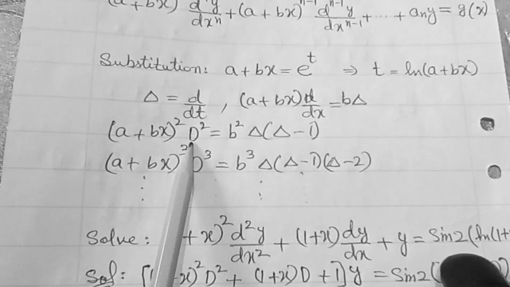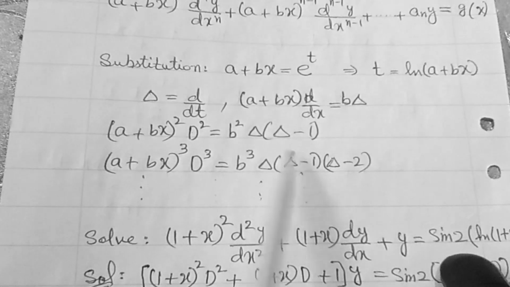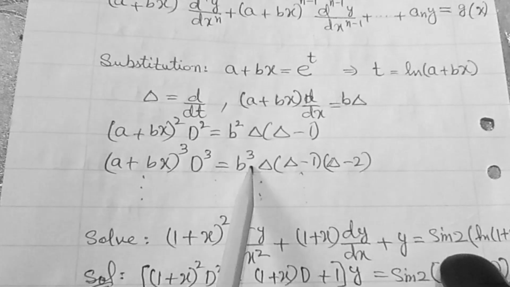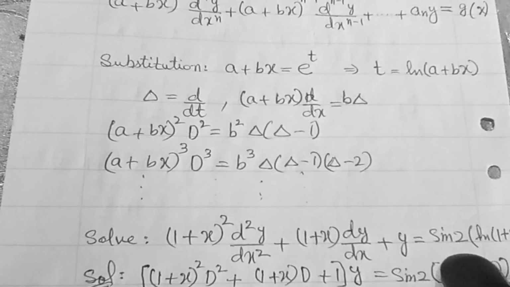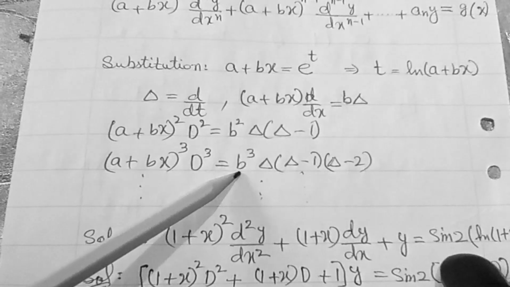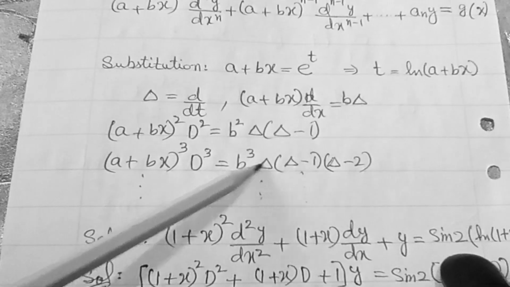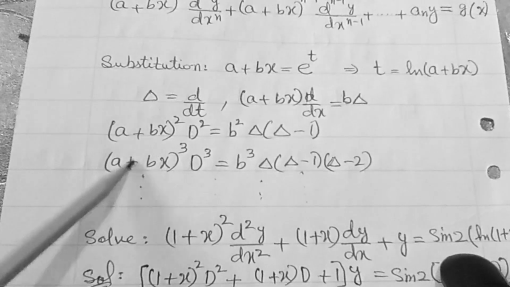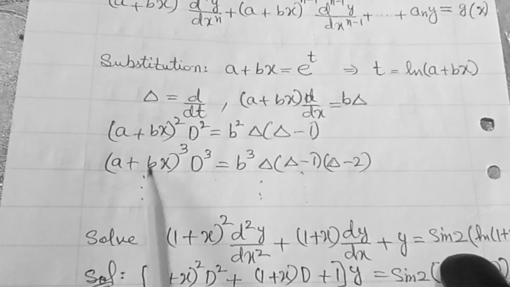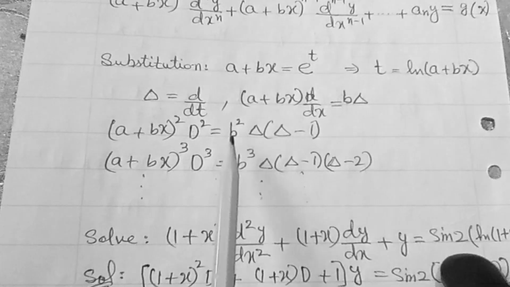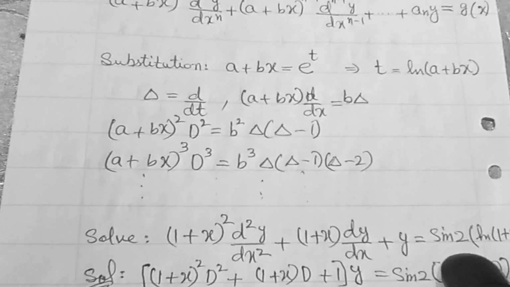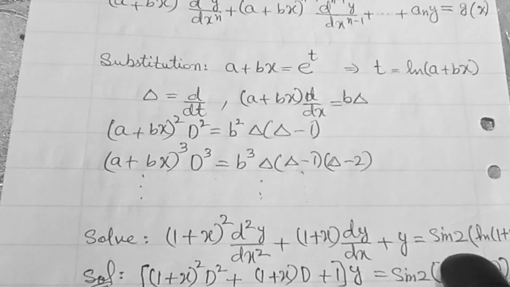Similarly, (a + bx)² D² would be b² times δ(δ − 1). Similarly, (a + bx)³ D³ is equal to b³ δ(δ − 1)(δ − 2). Before this, we didn't have the b, b², b³; we had δ, δ(δ − 1), and so on. But now, due to this factor present in the coefficient of D, we must use b with the δ, that is b² and b³. It is increasing with respect to the term involving a higher power.